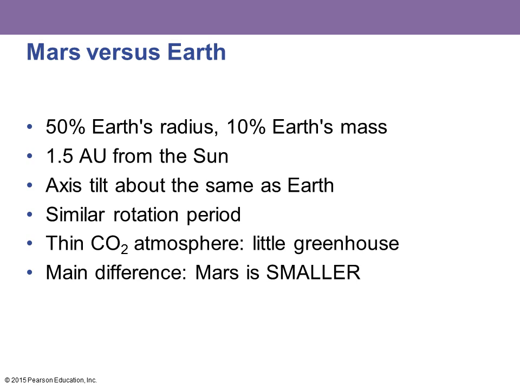So comparing Mars to Earth, we know that Mars is about 50% the Earth's radius and only about 10% Earth's mass. So it's much smaller and much lighter in mass. It's 1.5 AUs from the Sun compared to 1 AU for the Earth. Its axis tilt is about the same as Earth. It has a similar rotation period. It has a very thin carbon dioxide atmosphere. So although it's carbon dioxide, and we know that's a greenhouse gas, the amount of it is very, very small. So the main difference is Mars is a smaller planet.